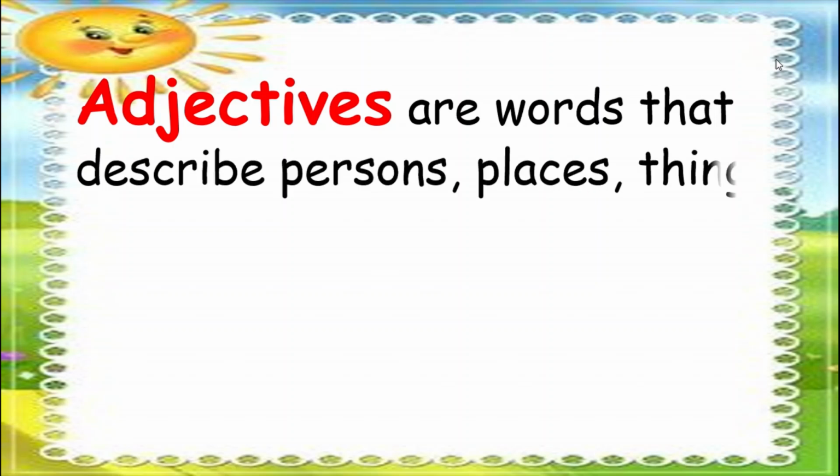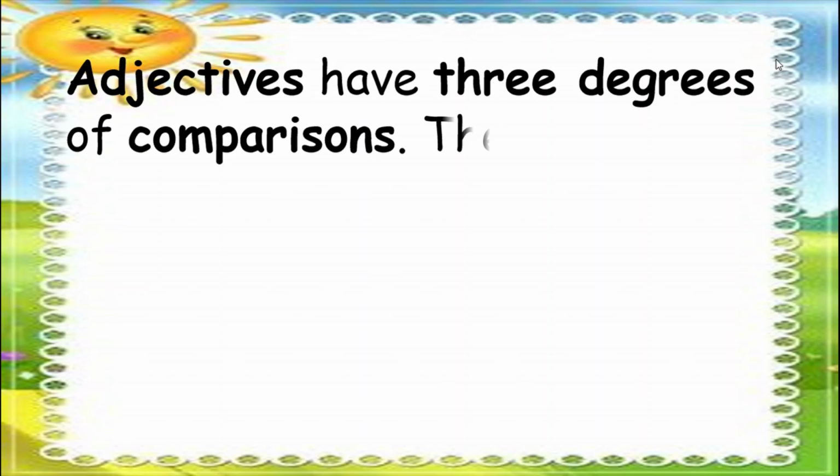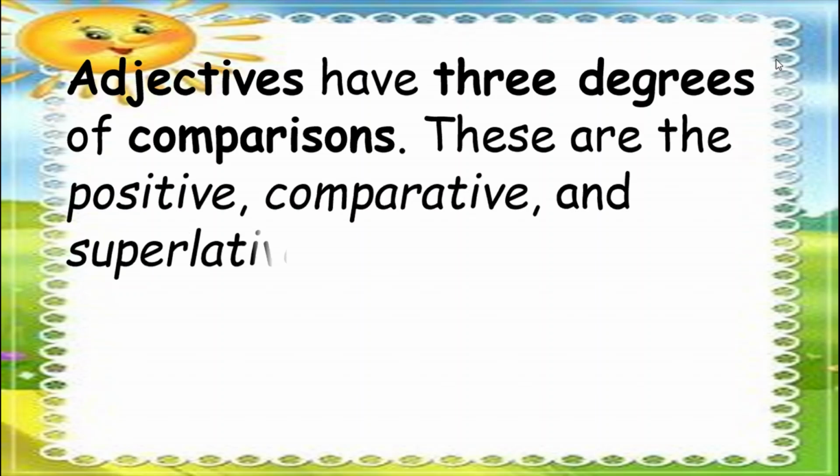Adjectives are words that describe persons, places, things, animals, and events. They tell something about a noun. Adjectives have 3 degrees of comparison. These are the positive, comparative, and superlative degrees.